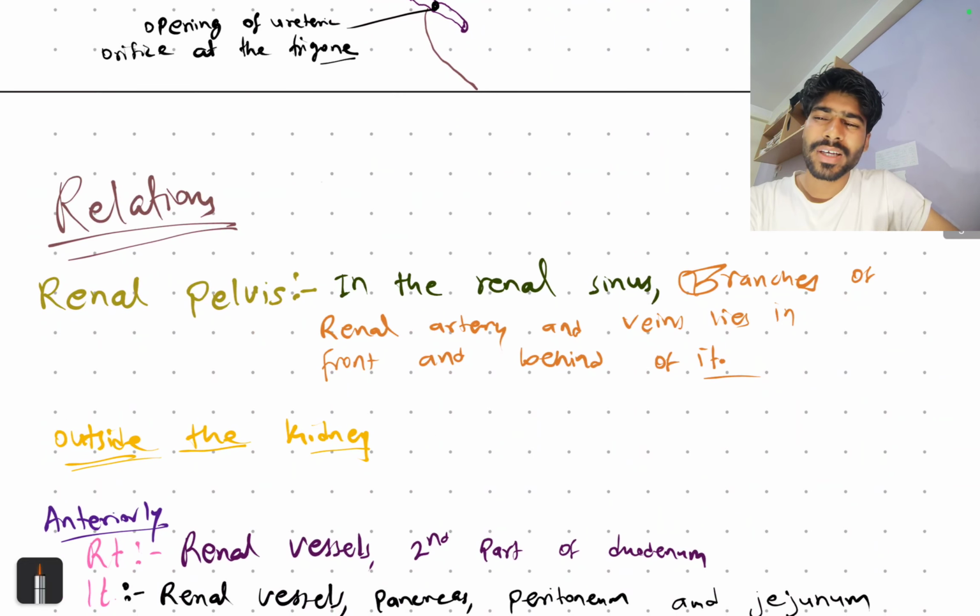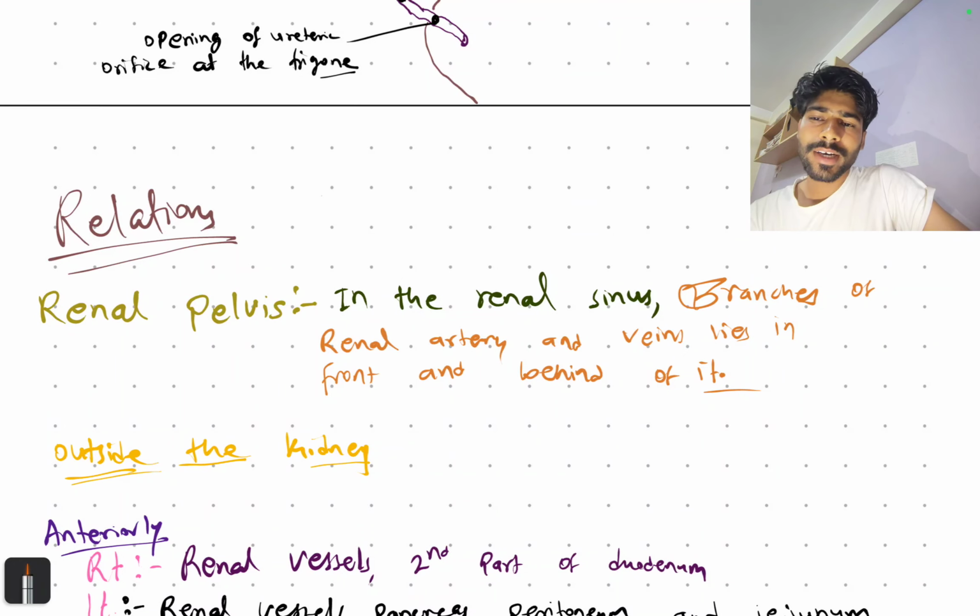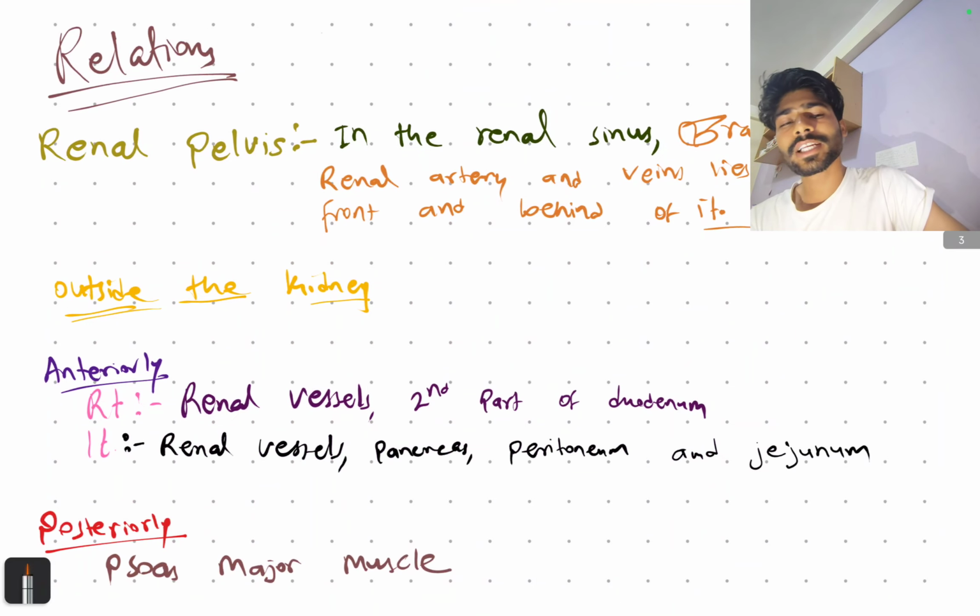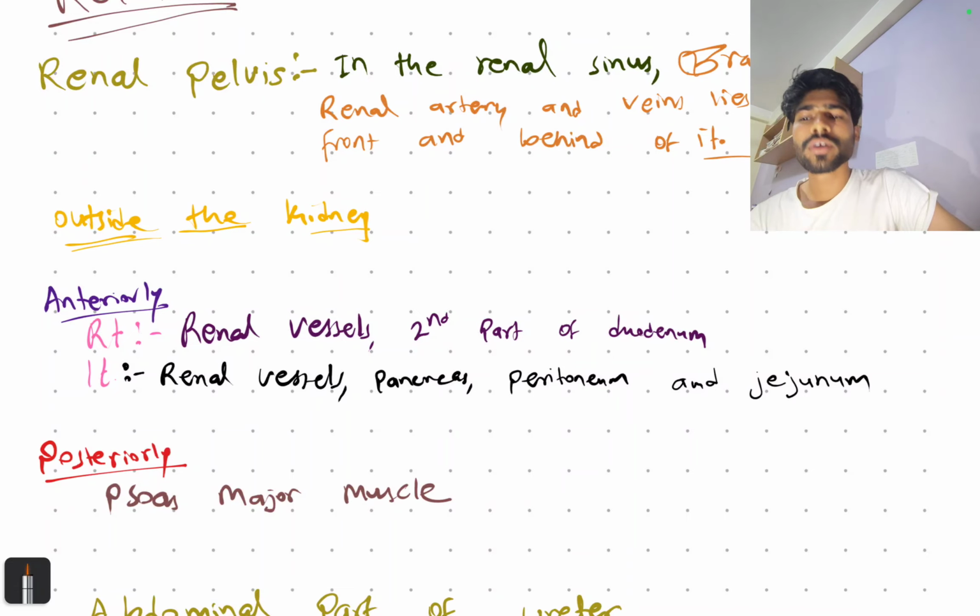Then there are relations. So in the renal pelvis, what we have found is that branches of the renal arteries and veins lie in front of and behind the renal pelvis, in the renal sinus. All right. Then outside the kidney, what is the portion outside the kidney? It is after the renal pelvis and before the ureter proper. So in this portion, we have to remember the anterior relation and the posterior relation.